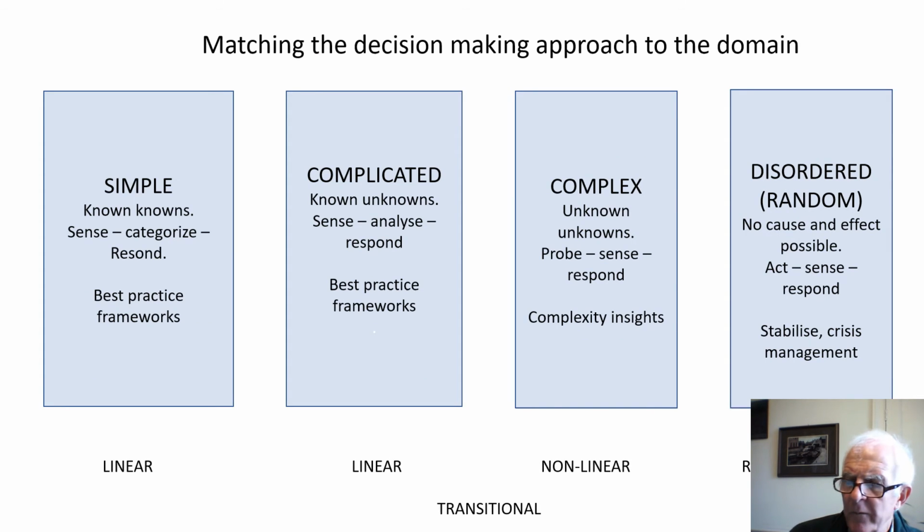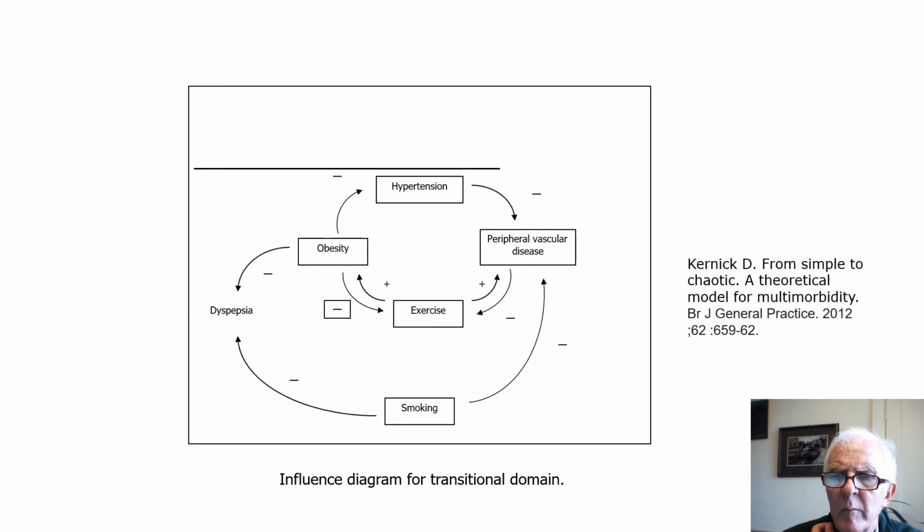I applied this to the consultation in general practice, and I think there's another zone that comes in here actually, and I put in a transitional zone between complicated and complex. So, for example, this is an influence diagram for this transitional domain. In a transitional domain, we know what the variables are. We know the direction in which the variables will shift the system, but we don't know to what extent.